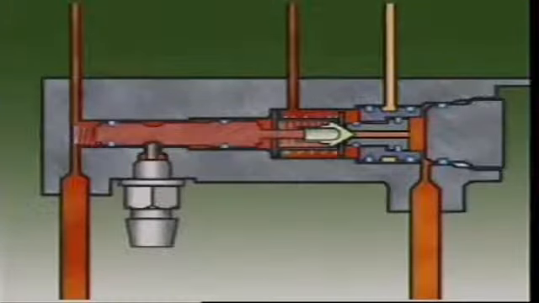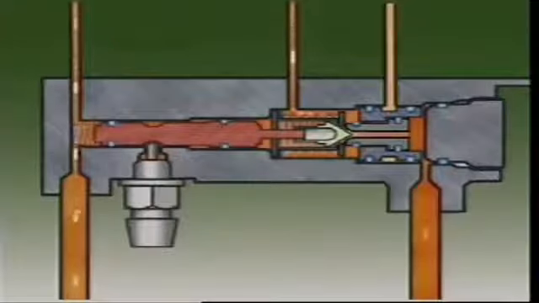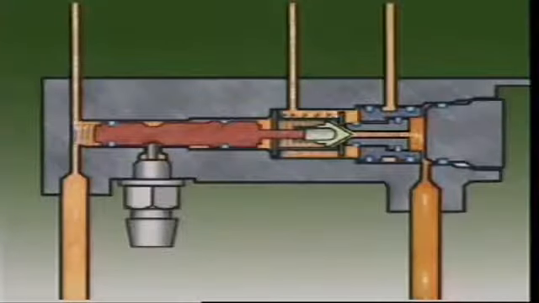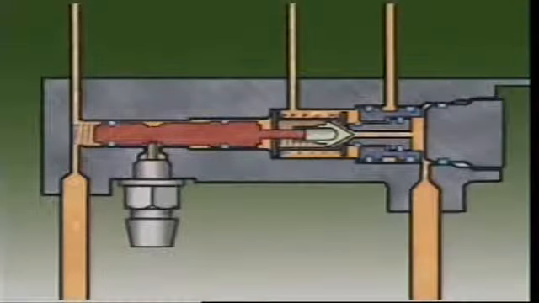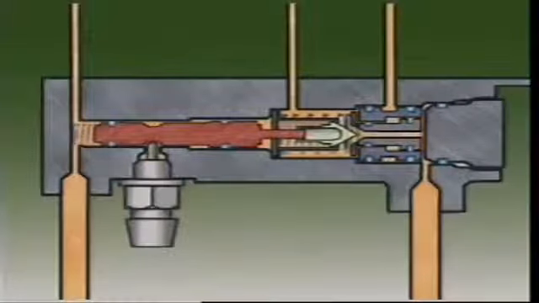When the pedal is released, the pressure of the rear brake fluid unseats the poppet valve, letting fluid return to the master cylinder. The pressure spring now returns the poppet piston to its relaxed position.